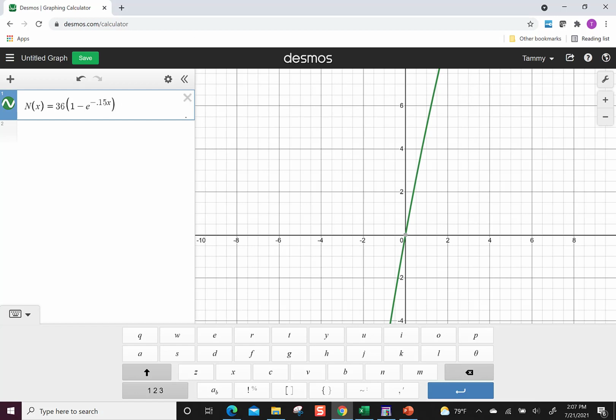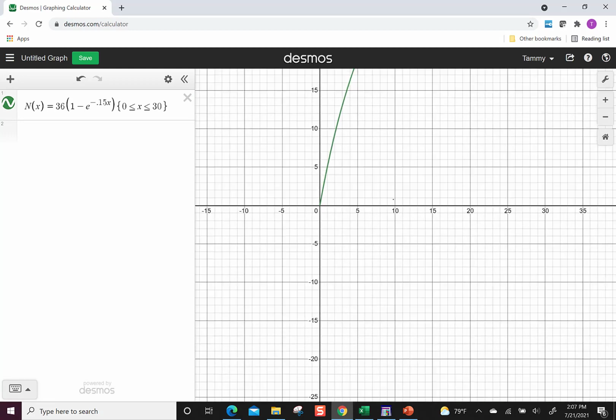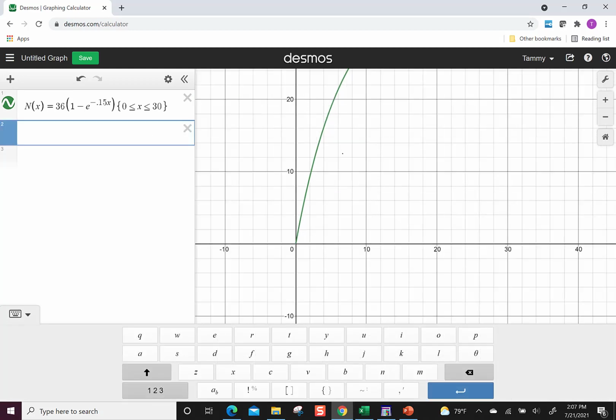We had a restricted domain that was 0 to 30. So here I can put set brackets. I do 0 less than or equal to x less than or equal to 30. Close it. And now it's restricted the domain, so I don't see anything before the 0. I can move over and scroll in if you want to, just to kind of see what's going on there.